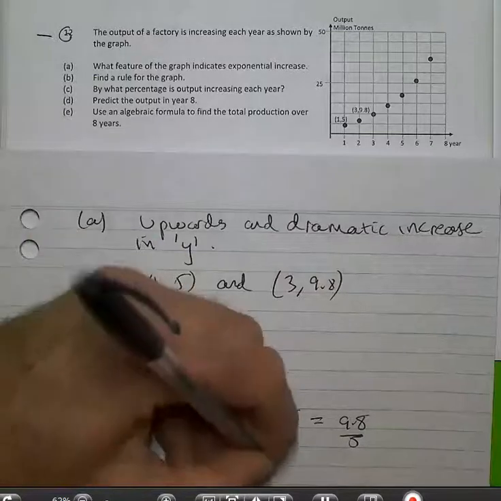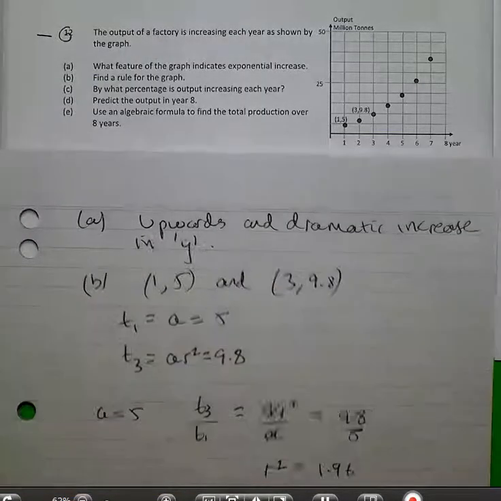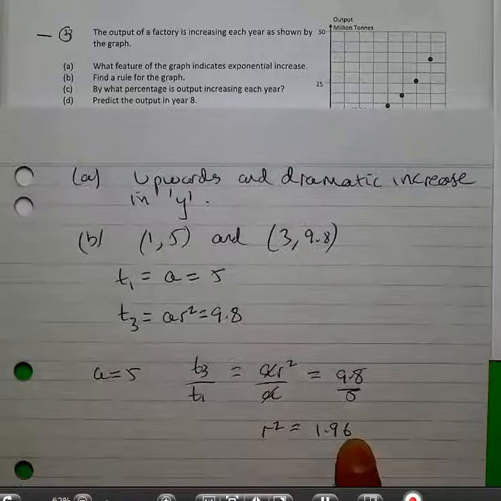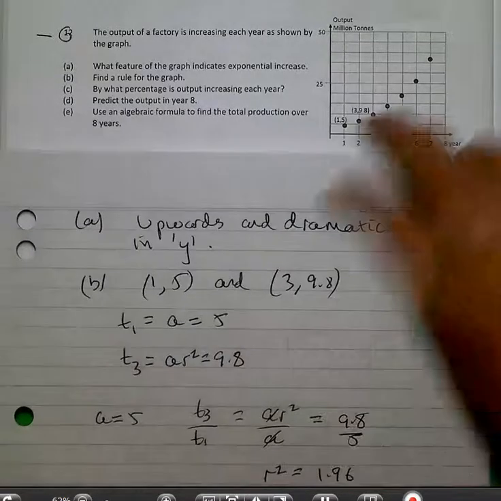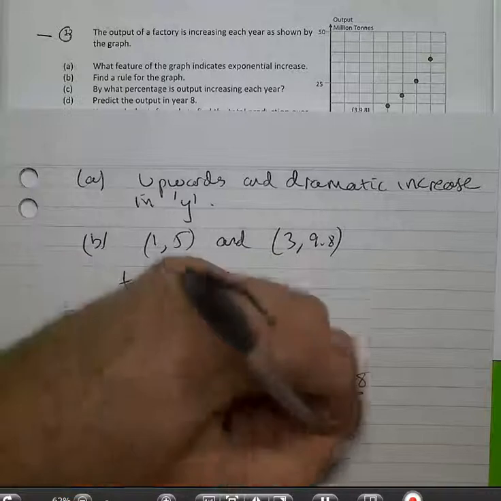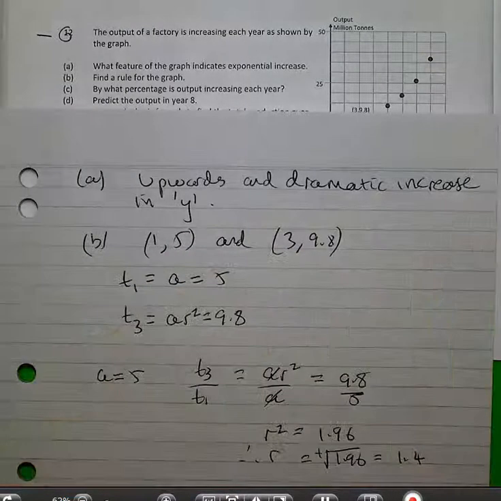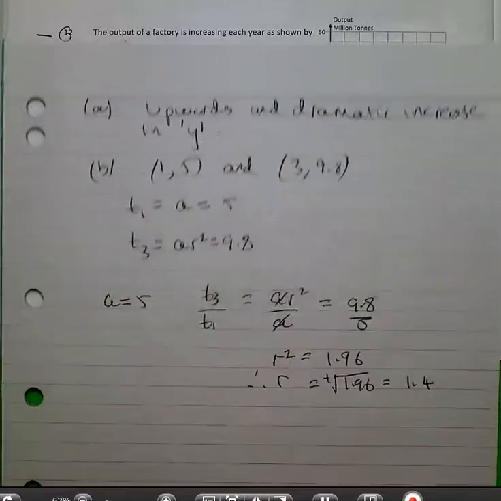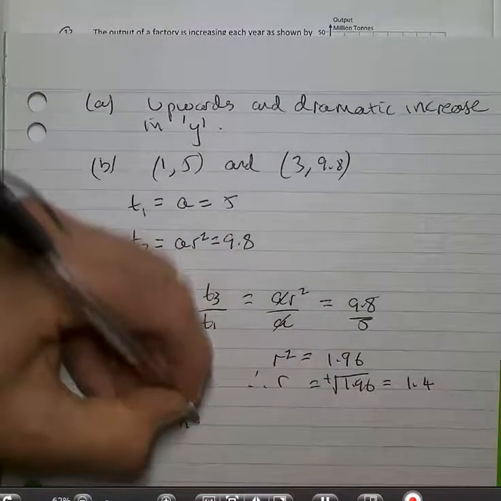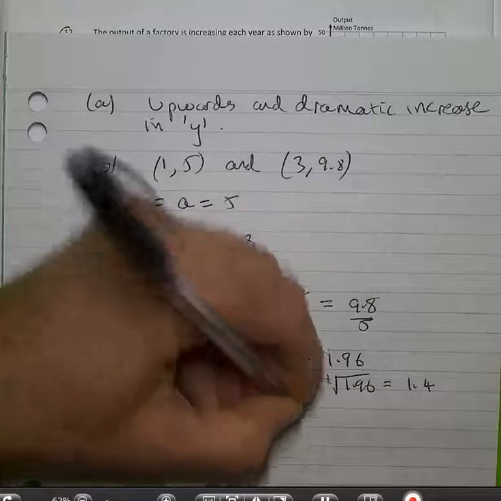Now, when I do that, R squared is 1.96. Now, it's possible for that to have a positive or negative value, but in this instance, we only consider the positive value. So taking the square root of that, or the positive square root, we get 1.4. So I can therefore write the rule as Tn equals 5 times 1.4 to the n minus 1.